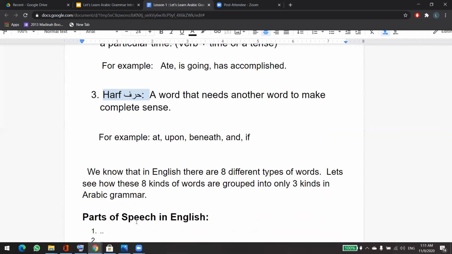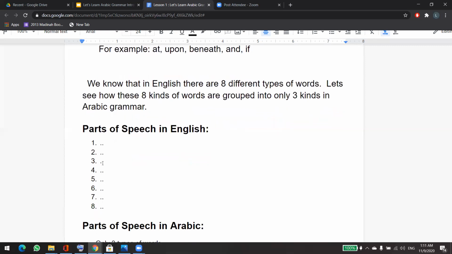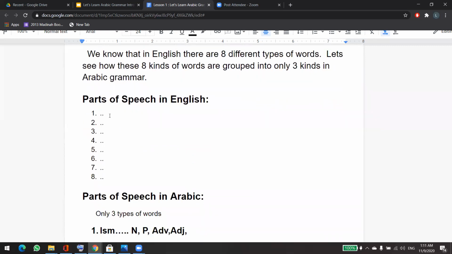Okay, just to make it easier to understand, I'm relating it to the background knowledge that you have in English grammar, right? You know, in English there are 8 different types of words. Let's see how these 8 kinds of words are grouped into only 3 kinds in Arabic grammar. So you tell me, what are the parts of speech?